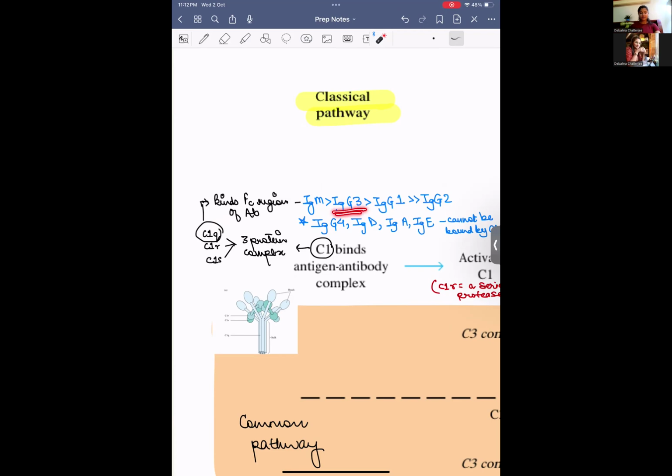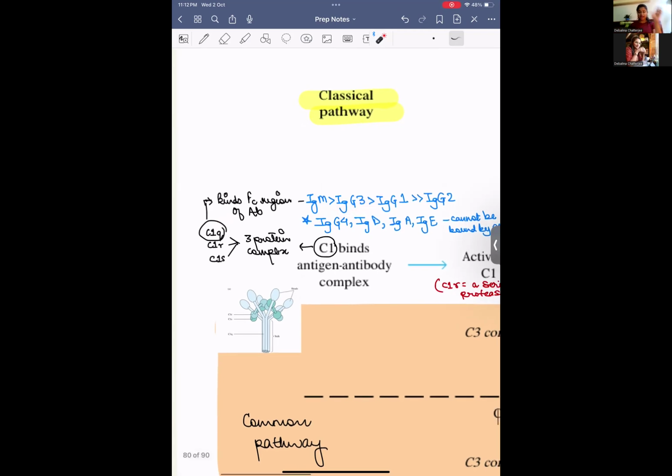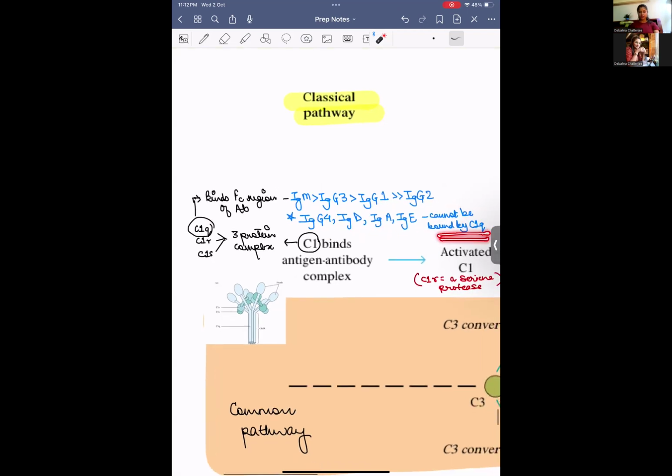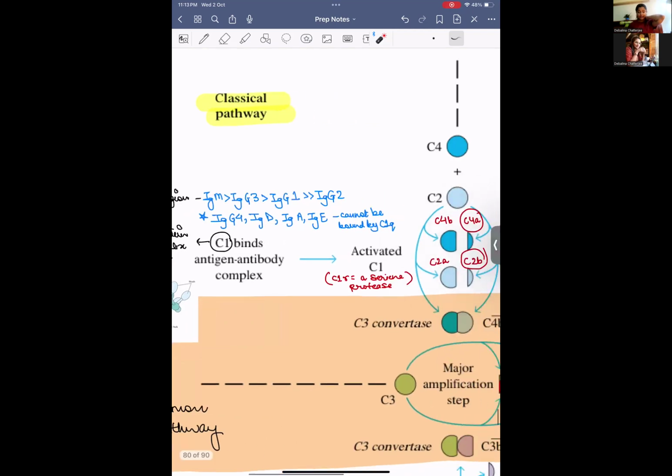IgG3 is of the highest affinity binding among all the IgG types, followed by IgG1 and IgG2. IgG4, IgD, IgA, and IgE cannot be bound by the C1q molecule. Once the C1q molecule binds to the Fc region of the antibody, C1r and C1s get activated.